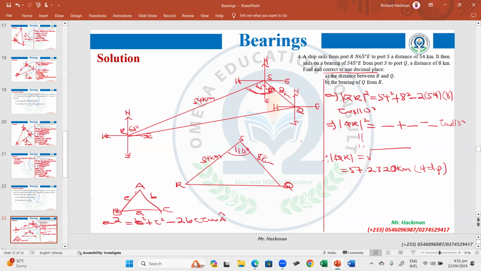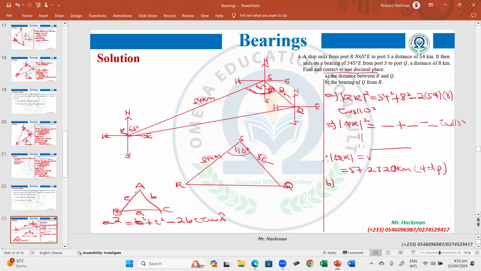Okay, so on that note, that will be it for the QR. Now let's go and look at the B. In B, we are looking at the bearing of Q from R. Q from R. So our reference point is what? It is R.